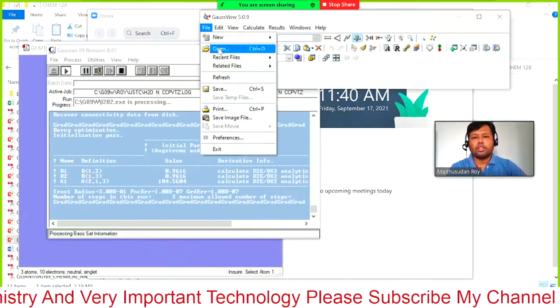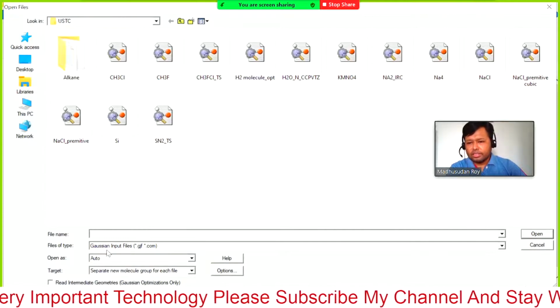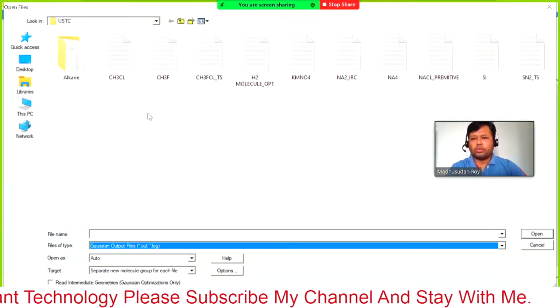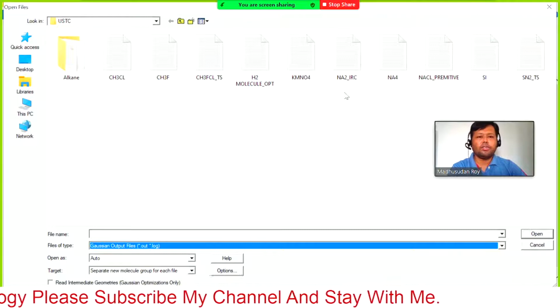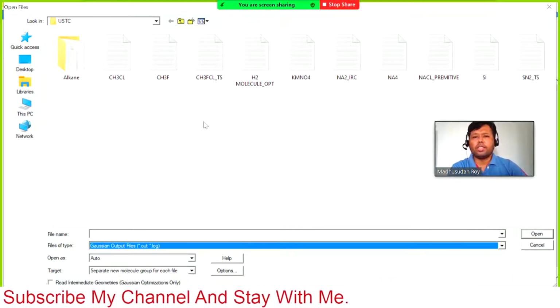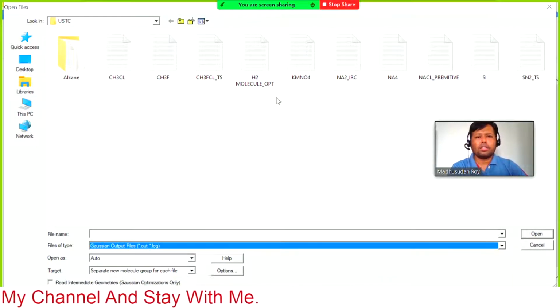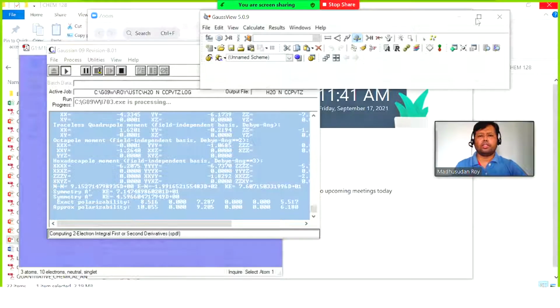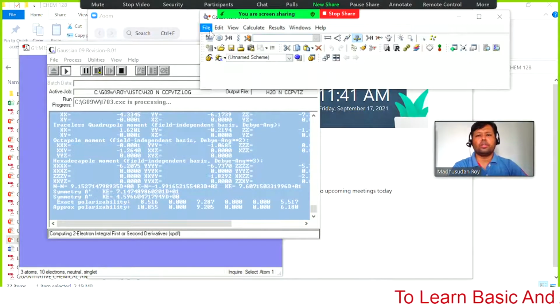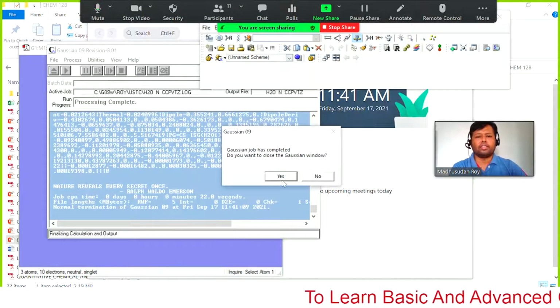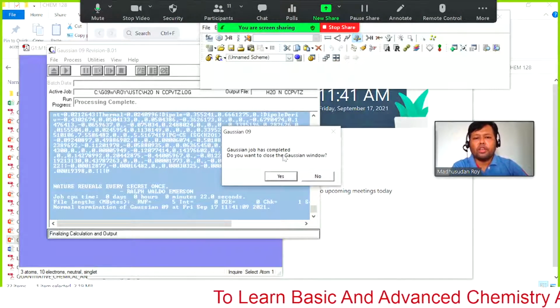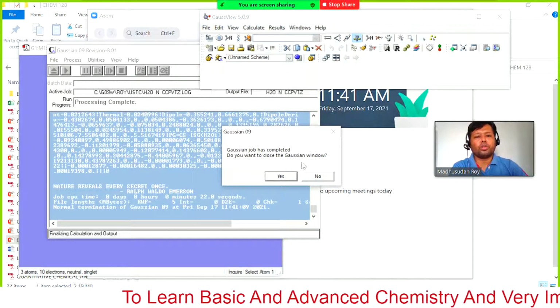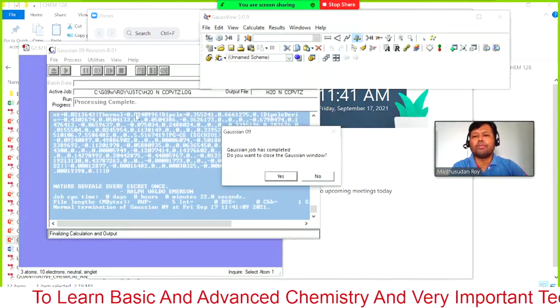File, open, some output file. What is the name of the file we have given? Okay, I think it still did not finish. So once it is finished, it will show the file name. Okay, this is done. So the Gaussian job has completed. Do you want to close the Gaussian window? That means this is the program.